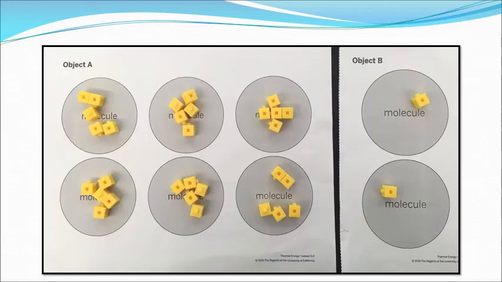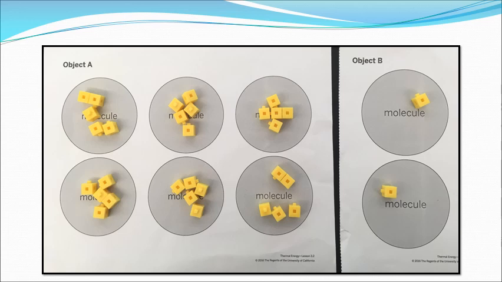Okay, so let's look at these two objects. Remember that the orange or yellow dots, those are actually energy cubes. Those are not molecules. The molecules are the big circles. So object B has an energy cube in each of the molecules. Therefore, it has a total kinetic energy, or thermal energy, of 2.